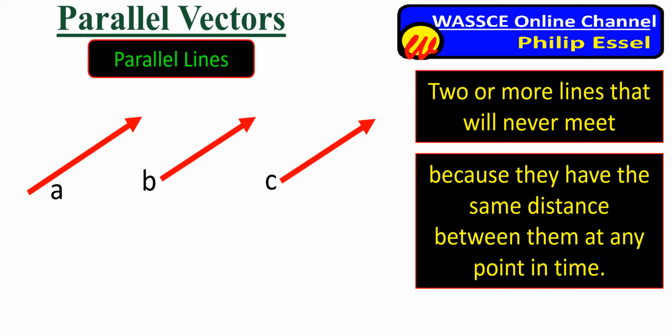Now, apart from the fact that parallel lines do not meet because they have the same distance between them, there is something you need to also know about parallel lines, and that has to do with what you call their slope. To determine the slopes of these three parallel lines, let's draw an horizontal line on top of them.